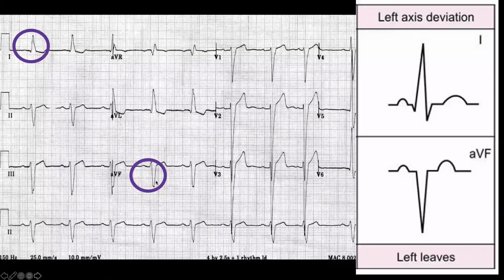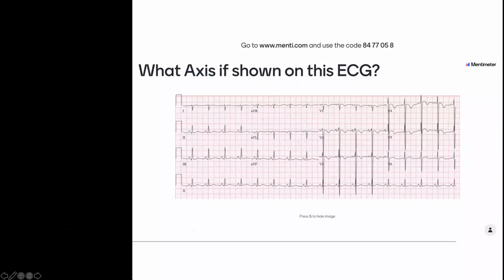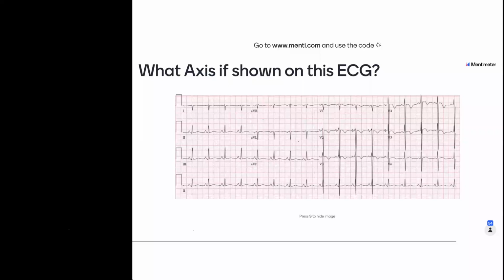Here we go again. What axis is shown on this ECG? Let me reload the page so that it's there for you. Just looking at a quick look at the chat box. This is a cheat's way, so it's really important you understand how to properly calculate it. But this is a quick way if you're on the ward, looking at lead 1 and aVF.